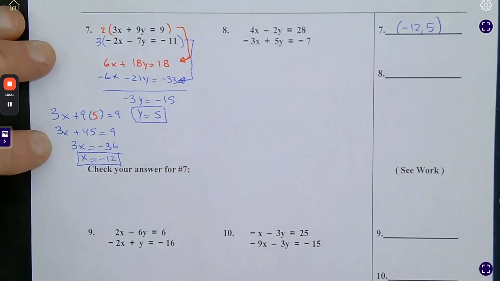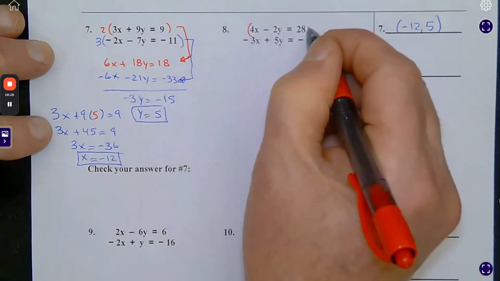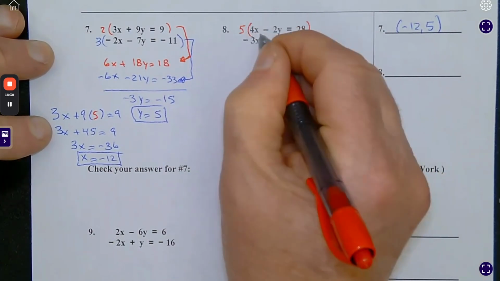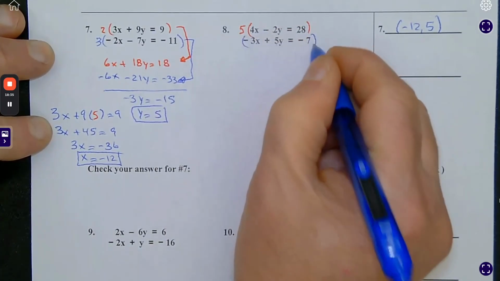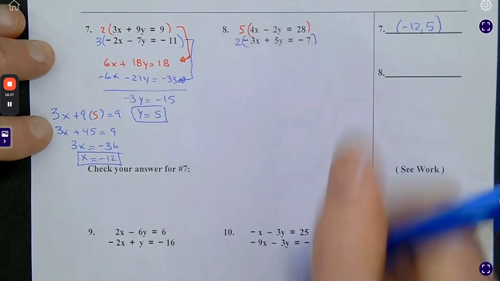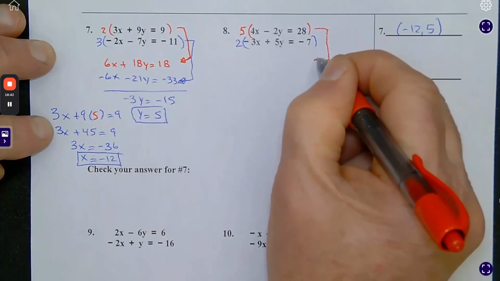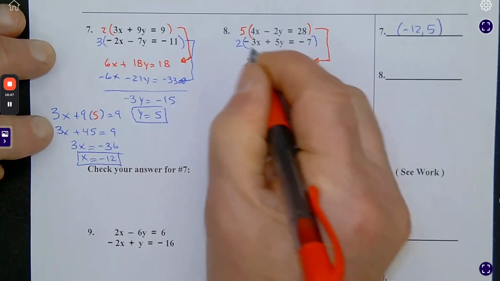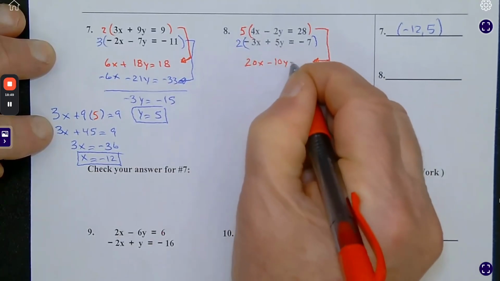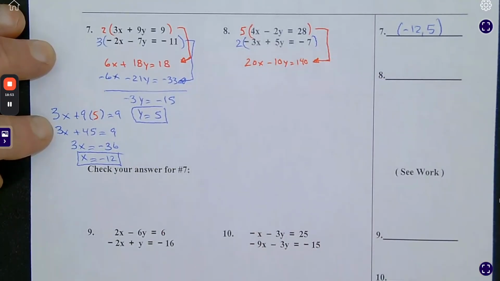Okay, let's do this one. Again, I'm going to have to manipulate both equations. So this time I'm going to eliminate the y's. So I'm going to multiply the top equation by 5. Because that's going to give me negative 10. And I'm going to multiply the bottom equation by 2. Because that'll give me positive 10. So let's rewrite them. So I'm going to go here. 5 times 4. 5 times 2. 5 times 28. Wow, is that 140?